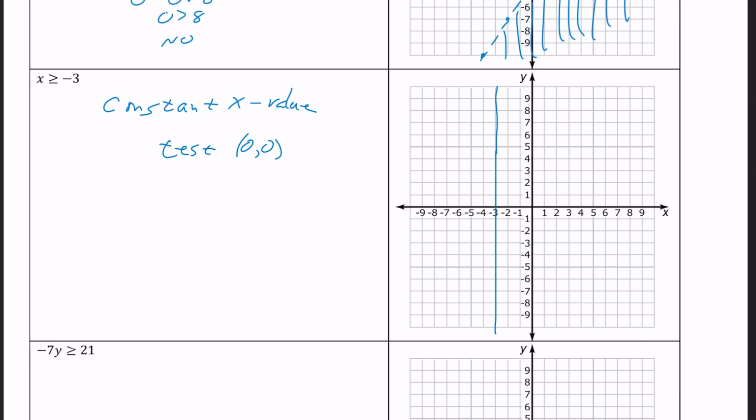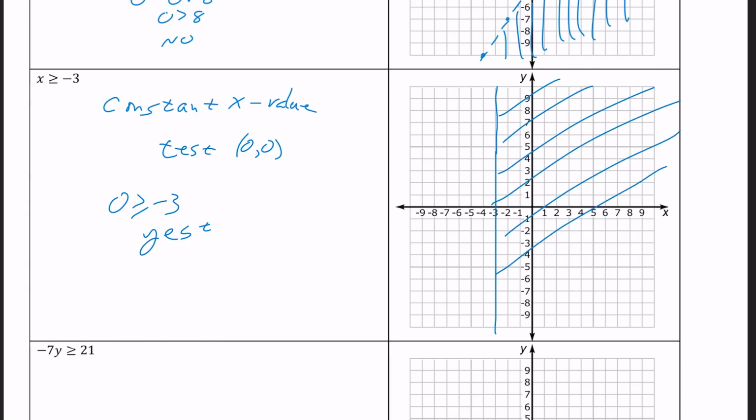So take out x and put in 0. You should also take out y and put in 0, but there's no substitution for y because there's no mention of y. This is a constant x value. So question, is 0 greater than -3? And the answer is yes. And so the side that contains 0, 0 is the side with solution points. So that would be to the right, but notice that as I read it, it simply reads x is greater than or equal to -3.